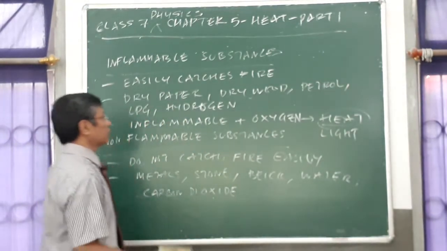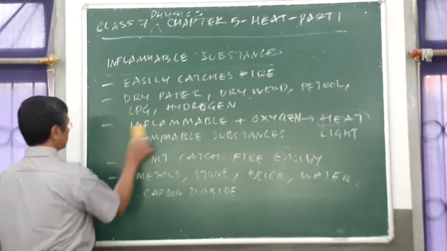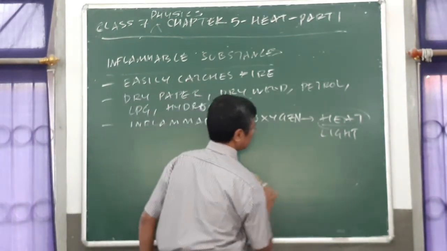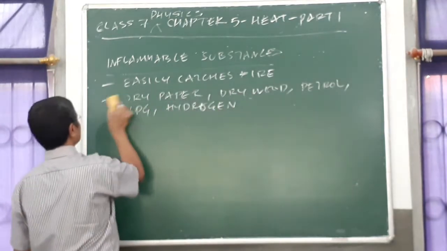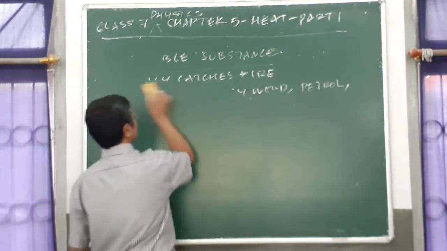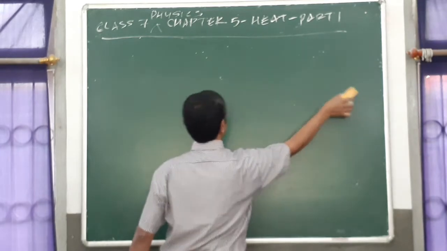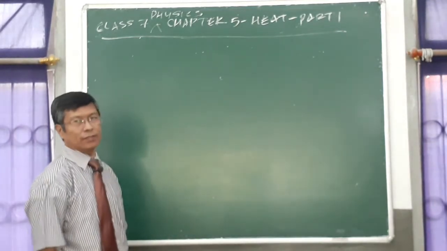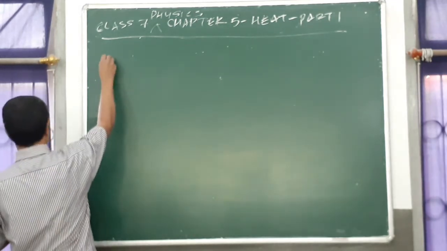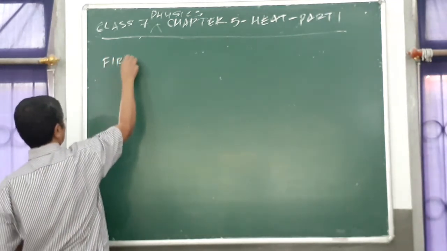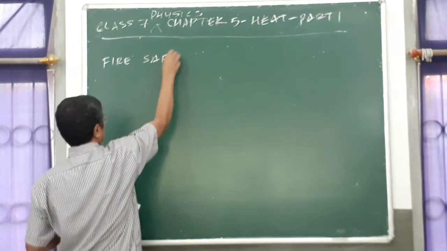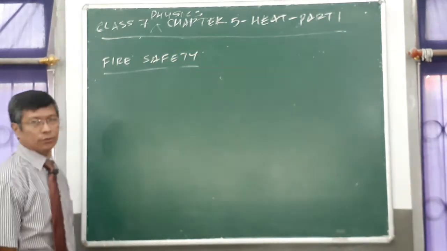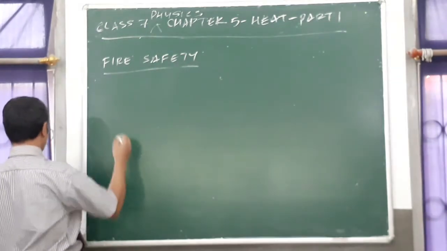Now fire is very important to us, because using fire we can cook, it helps give us light, it helps give us heat. So fire is very, very useful, but then again, if you don't use it carefully, it is very dangerous. So you do need to keep fire safety in mind, and some of the precautions that you need to take are the following.